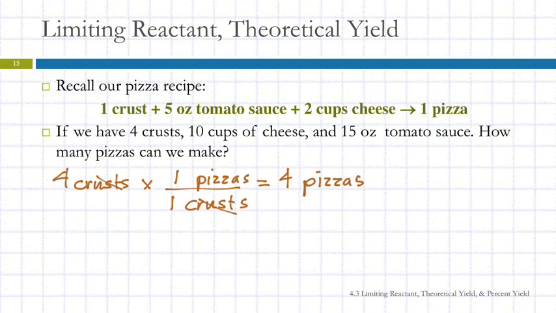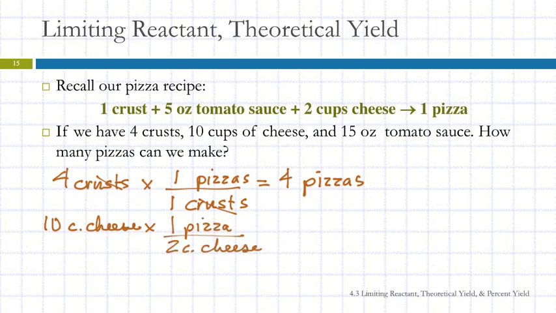We can only make 4 pizzas, though, if we have enough of the other stuff. So next it said 10 cups of cheese. Well, we already did that one, so I'll do it kind of quick here. We get 1 pizza for every 2 cups of cheese. And we found that with 10 cups of cheese, we could make 5 pizzas. Can we actually make 5 pizzas, though? No, because we only have enough crust for 4. It's hard to make pizza without crust. It ends up just being melted cheese burning in your oven.